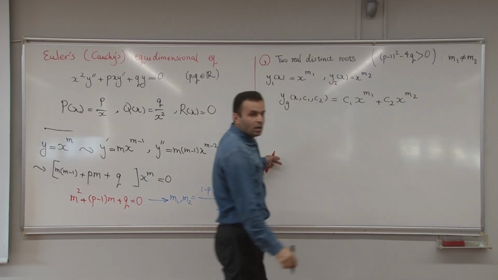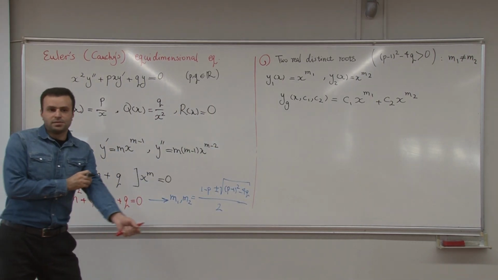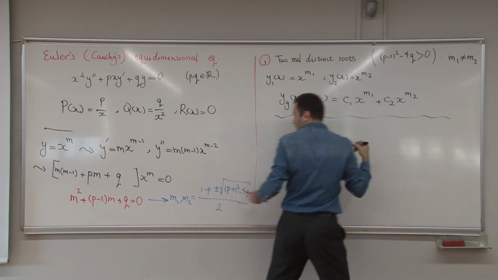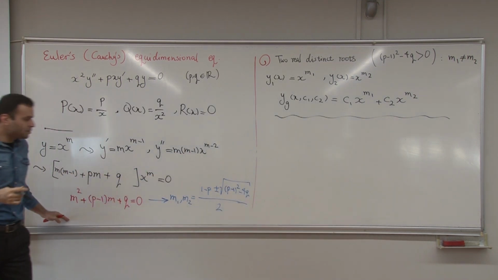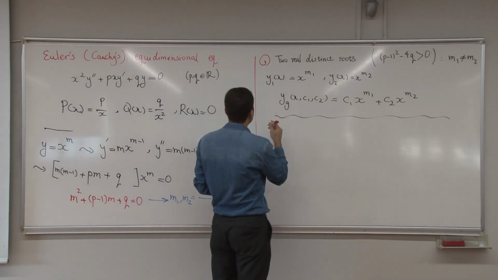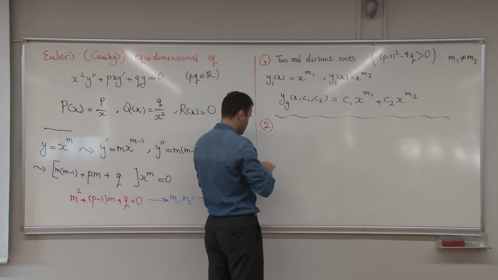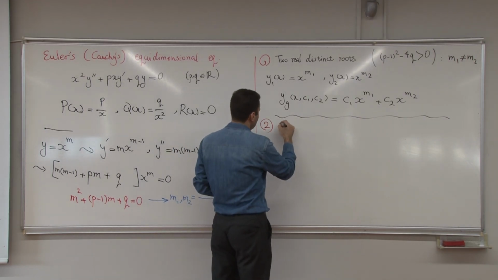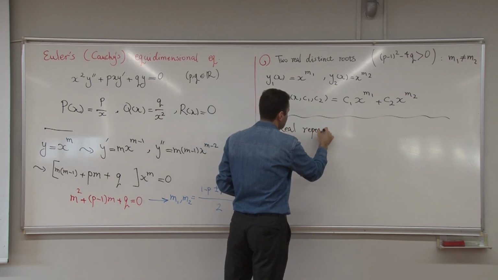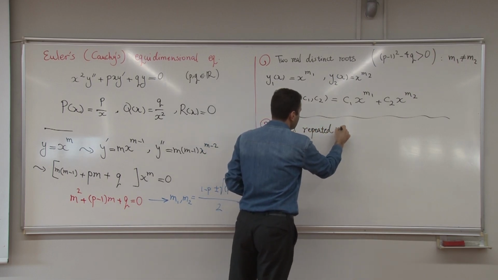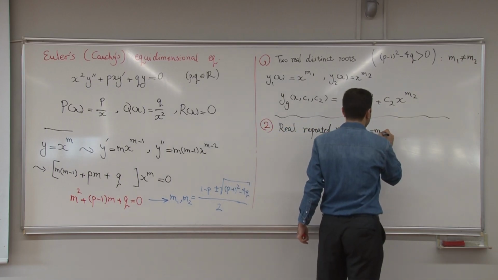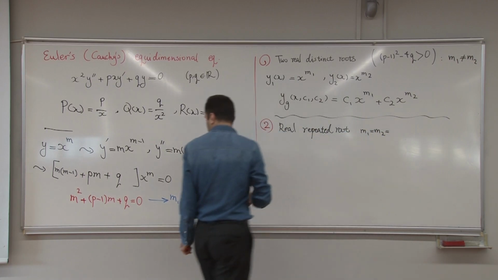Okay. What is our next case? Delta is equal to 0. Yes, when this characteristic polynomial is going to have two same roots. Real equality. Which means that m1 is equal to m2, which is equal to which?